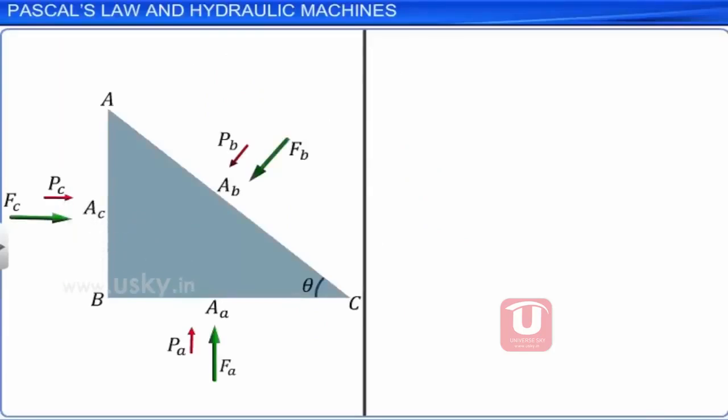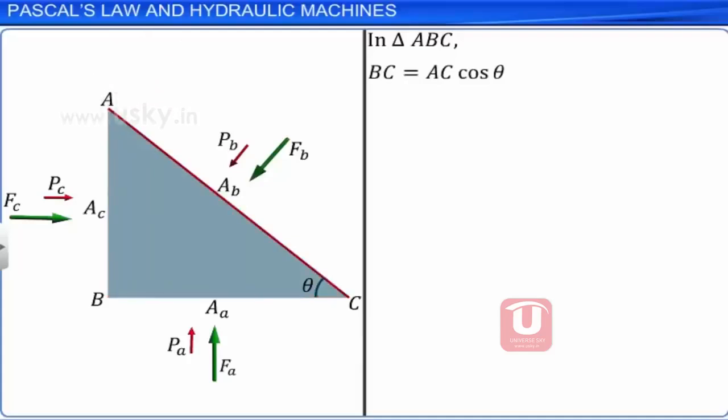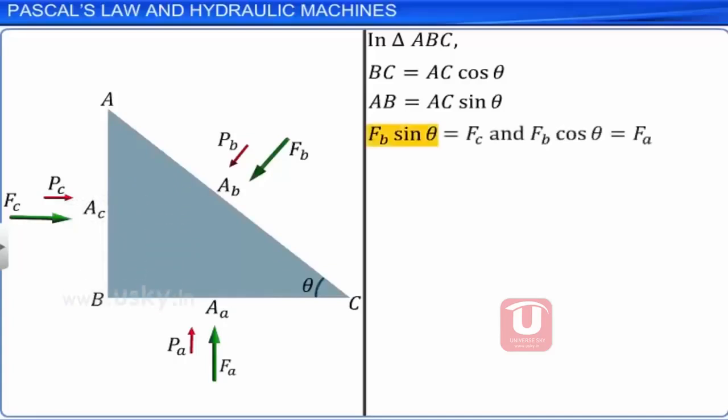Geometrically, in the right-angled triangle ABC, BC is equal to AC cosine theta, and AB is equal to AC sine theta. The forces shown are normal to the respective areas that include the sides. Thus, we have FB sine theta is equal to FC and FB cosine theta is equal to FA. Let us call this equation 1.